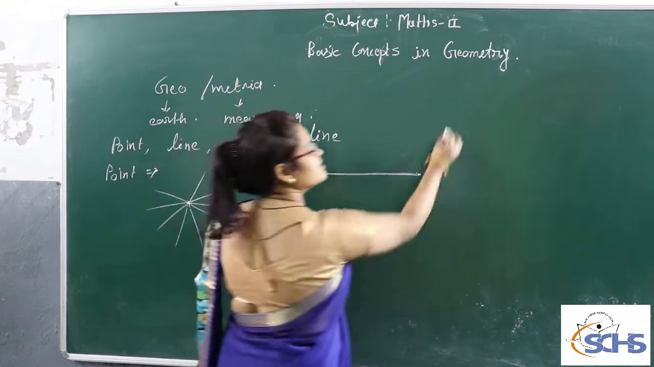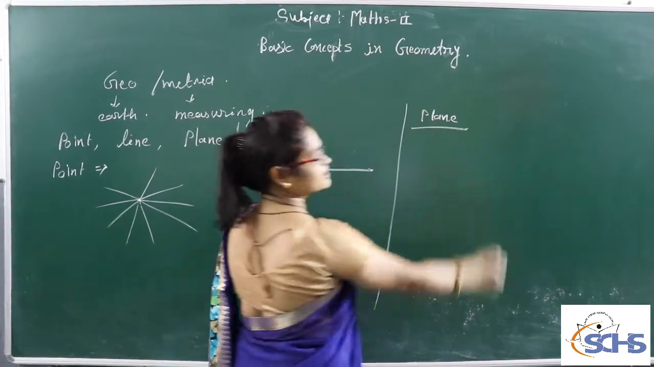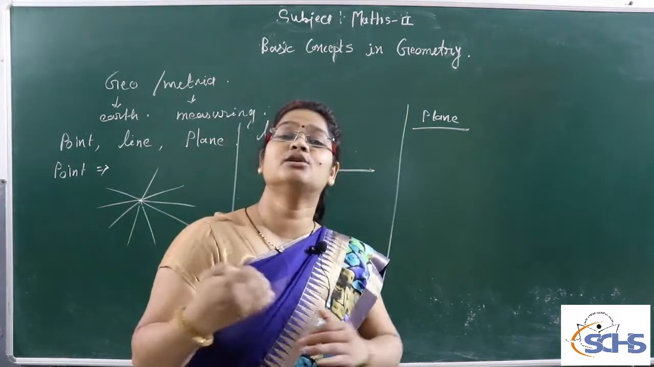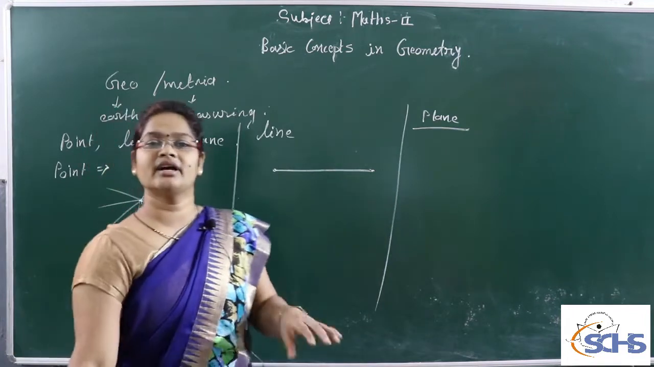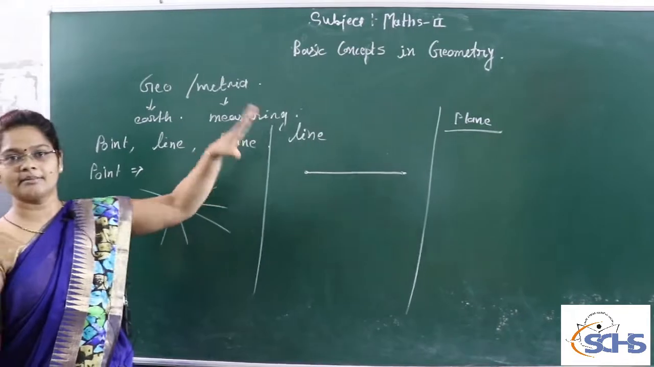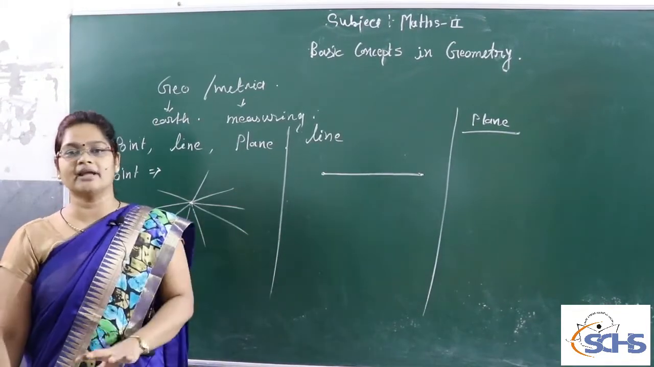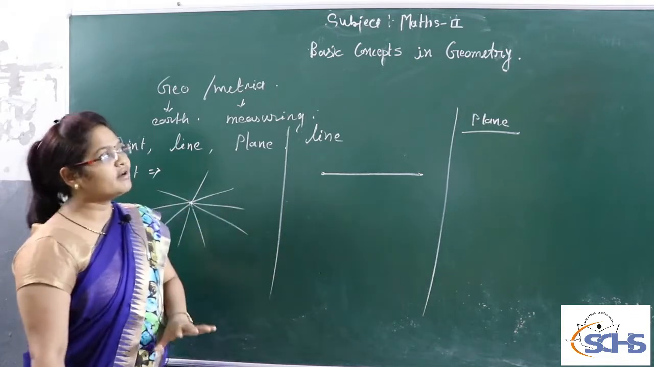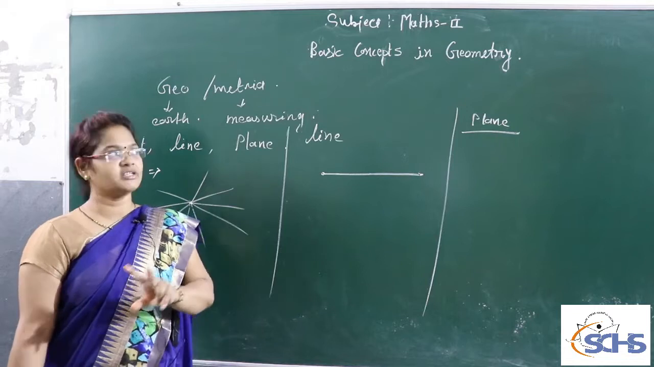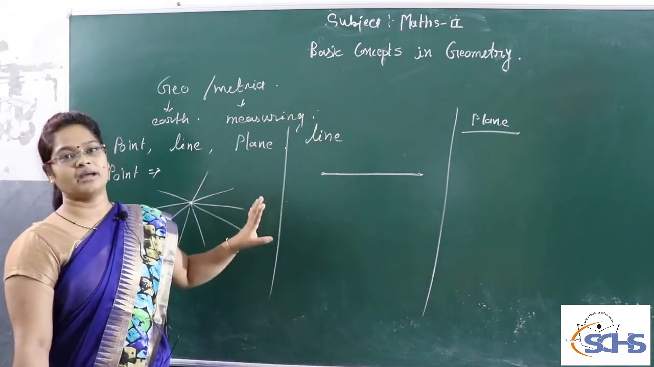After this we will see the plane. What does plane mean? A plane is a flat surface. It is a two-dimensional flat surface where we can draw anything. For example, see this blackboard. It is just like a two-dimensional plane. Why do we call it a two-dimensional plane? Because it contains two dimensions. First one is length and second one is breadth. That's why it is called a two-dimensional plane.